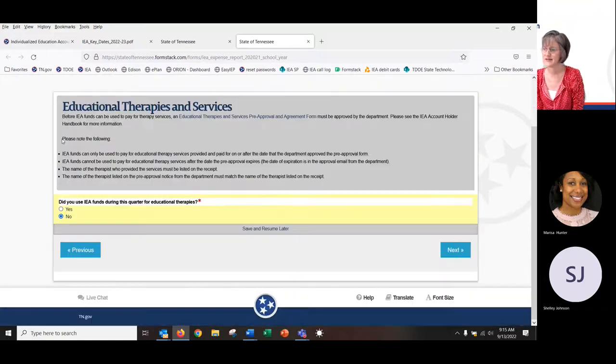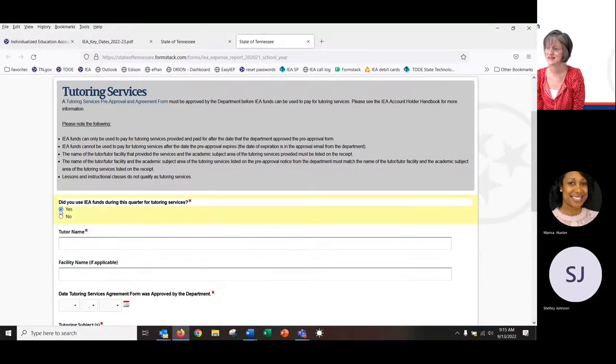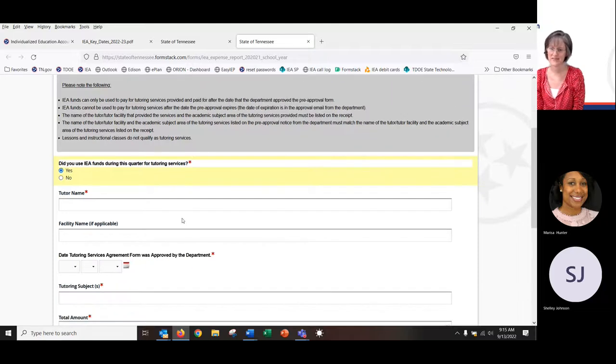But just to move on, I'm going to say no, my child did not see an educational therapist in this quarter. And we're going to move on to tutoring and say that yes, we did see a tutor this quarter. And again, here's our reminder, we had to have pre-approval for our tutor. And same caveat that Shelley just mentioned, it's a specific tutor that you got pre-approval for, not a whole group of tutors.